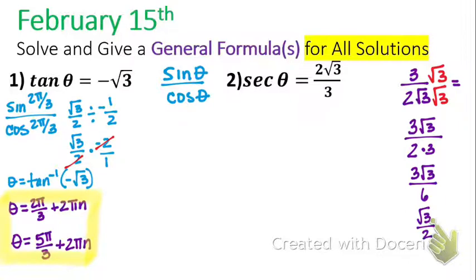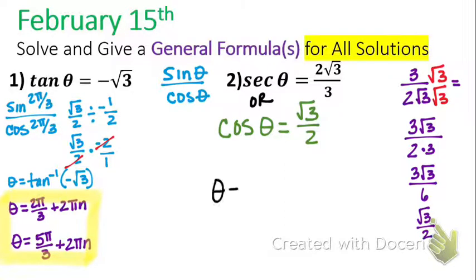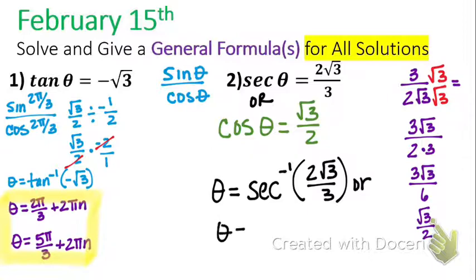So you're going to look at your unit circle and tell me where on the unit circle is cosine equal to square root of 3 over 2. So where on the unit circle is cosine of theta equal to the square root of 3 over 2? It's the same question. So when you take the inverse secant, theta equals the inverse secant of 2 root 3 over 3, or you could say theta equals the inverse cosine of root 3 over 2. So go ahead and tell me where on the unit circle do we have that. So I'll give you a second to look at that.